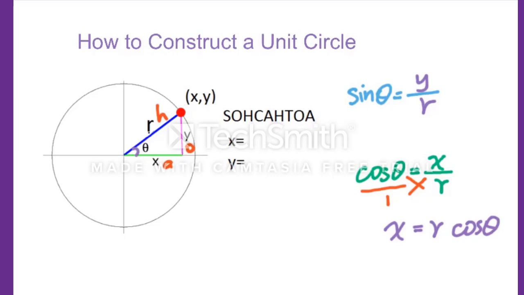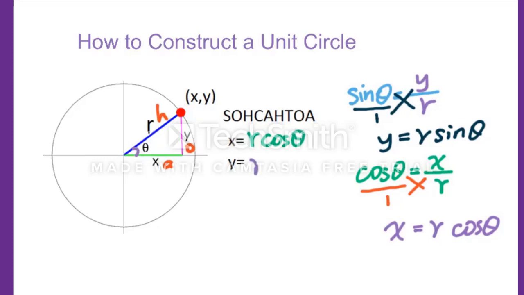For y, we do cross multiply. We got y equals r times sine theta. Therefore, let me write down over here, x equals r times cosine theta, y equals r times sine theta. This will be the coordinate for any point in a circle.